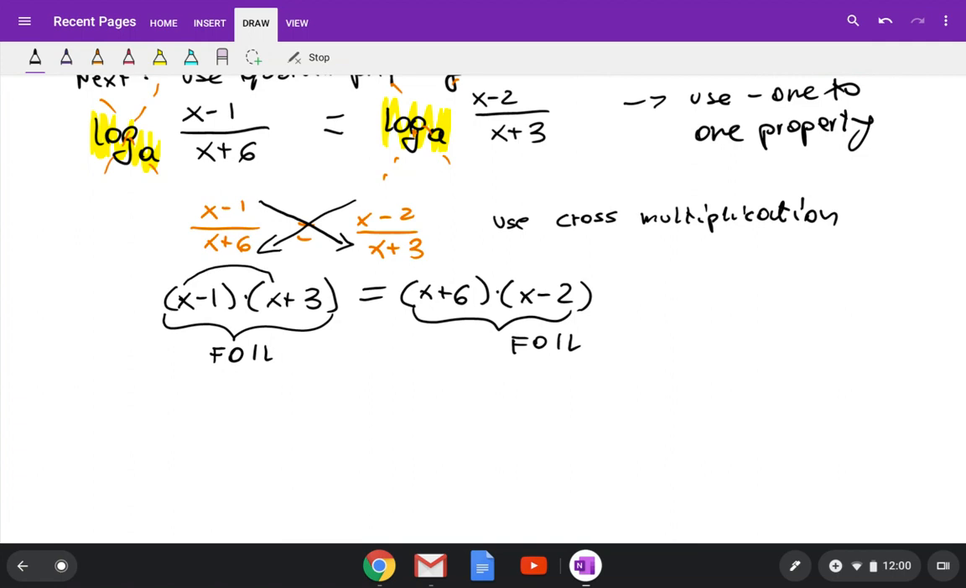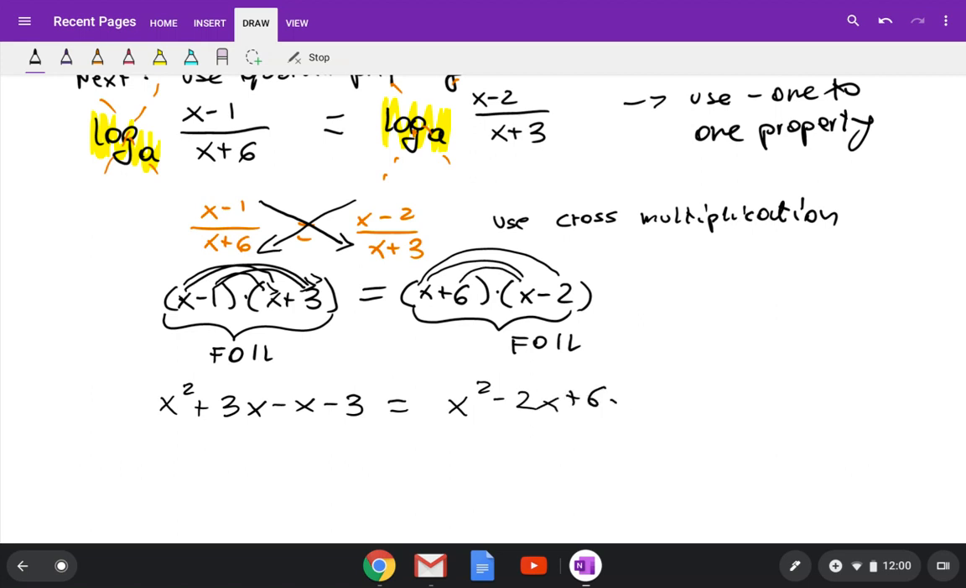So we have x times x, x squared, x times 3, it's 3x, negative 1 times x is negative x, and negative 1 times 3 will give you negative 3, equal. FOIL the right side, x times x, we're getting x squared, x times negative 2, it's negative 2x, 6 times x is 6x, and 6 times negative 2, it's negative 12. Simplify, so you're getting x squared plus 2x minus 3, it's equal x squared plus 4x minus 12.